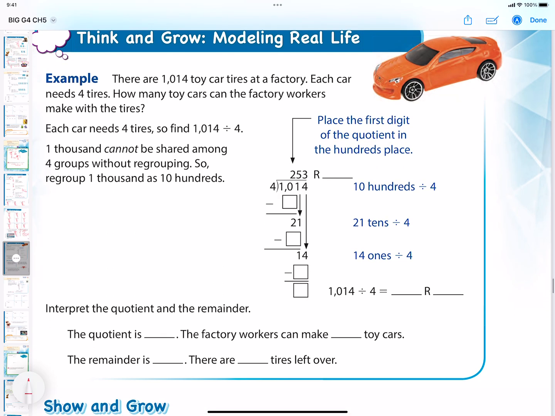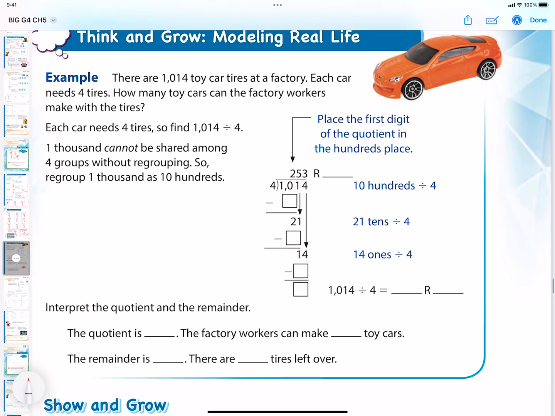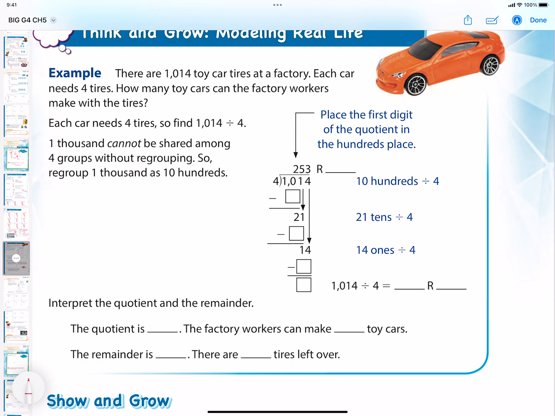There are 1,014 toy car tires at a factory. Okay, each car needs 4 tires. How many toy cars can the factory workers make with the tires? Each car needs 4 tires. So find what? 1,014 divided by 4. Okay, so kindly enough, they gave us all the clue here. Okay, so we are going to start. Okay, first digit. Okay, 4 cannot fit into 1, so we are going to work with what? 2 digits. Okay, by what? 4 times 2 is 8. All right, and 10 take away 8 is what? 2. And bring this number down, 1.